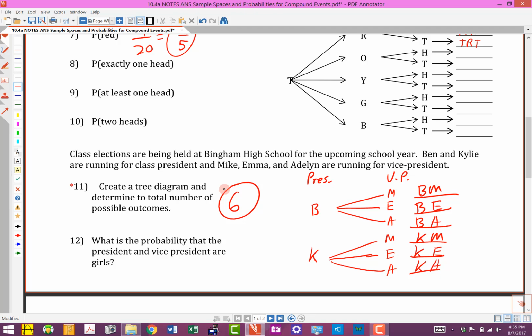And then it says, what is the probability that the president and the vice president are girls? So there are 6 outcomes here. We'll assume that they're all equally likely. We don't have anything to believe otherwise. We need both of them, the president and the vice president, to be girls.